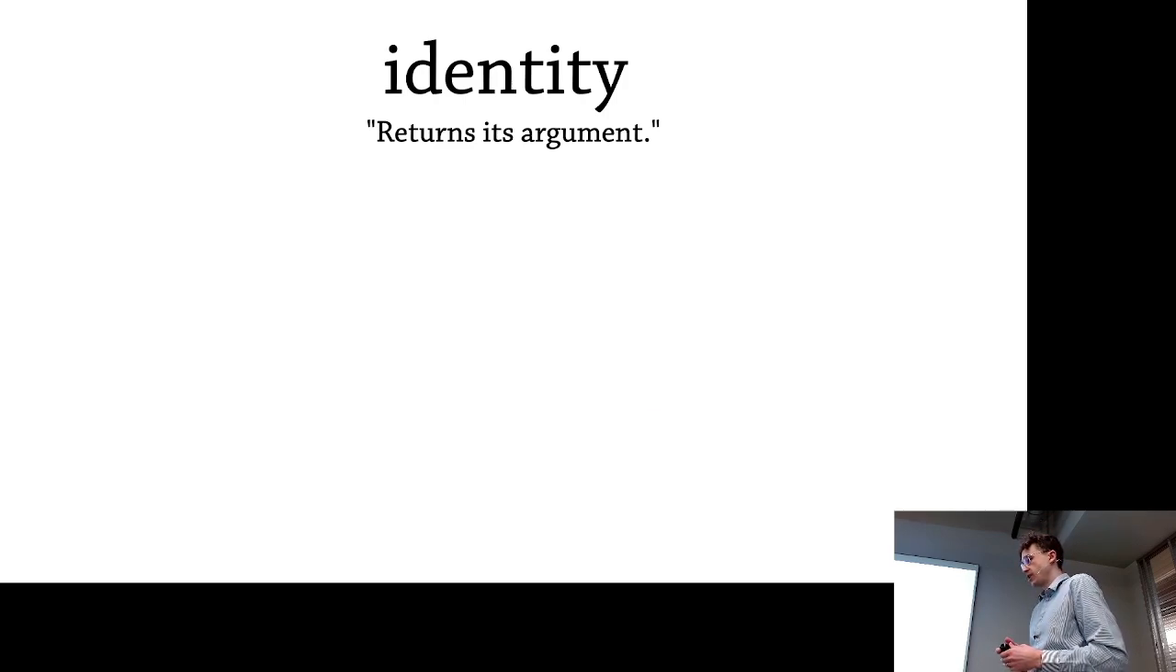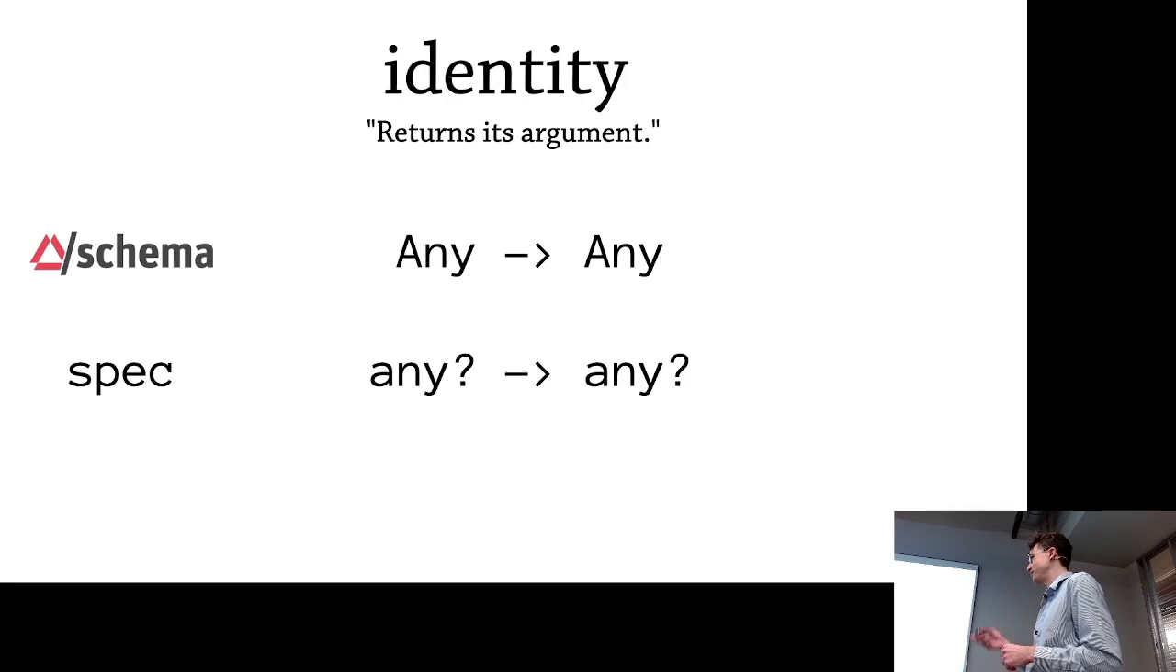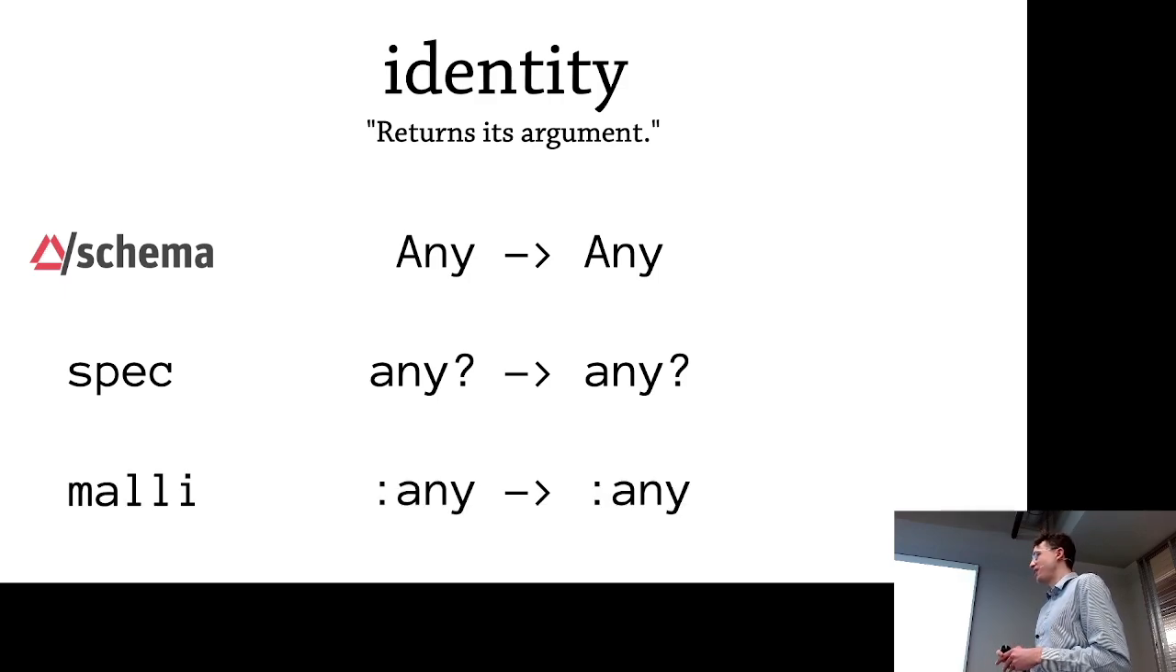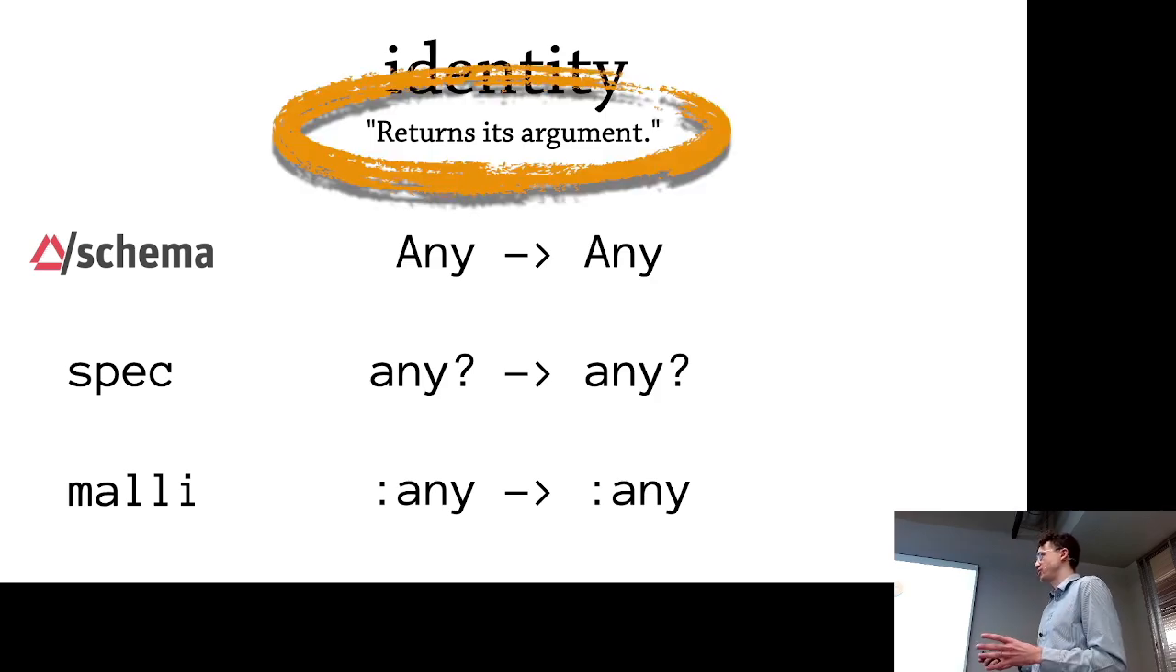So how would we spec identity today? In Schema and Spec, it's any to any. And in Malli, it's any to any. Now, let's compare this to the docstring. Returns its argument. So what hope are we giving the computer to be able to test whether the identity function actually returns its argument when we have a schema like this? Not much.